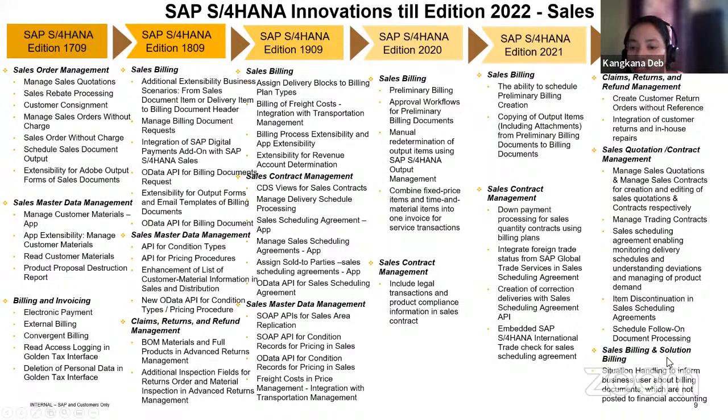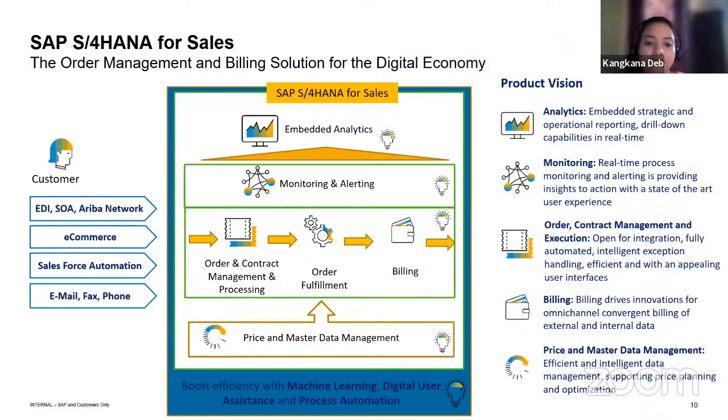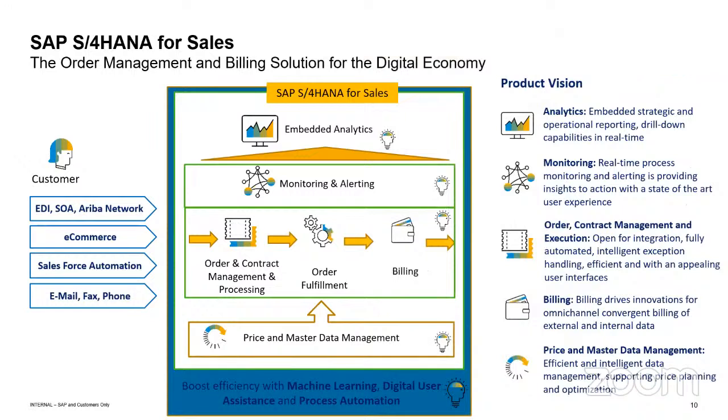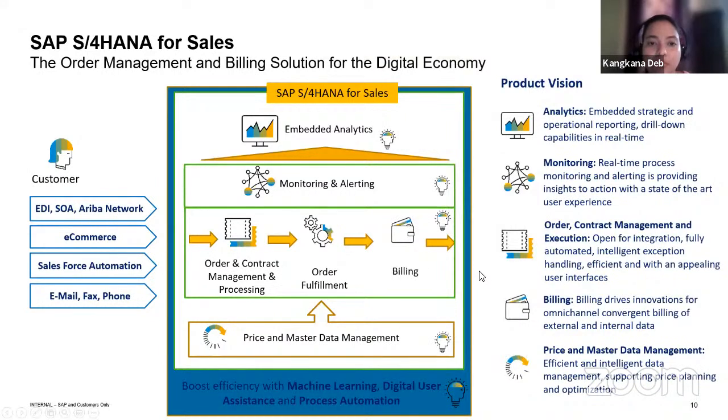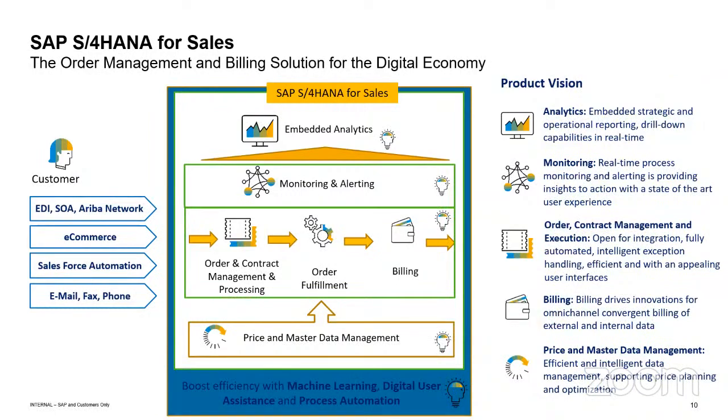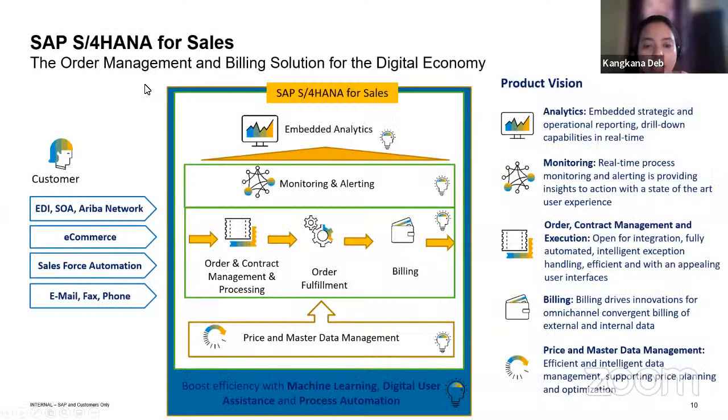In the area of sales and billing solution, we have situation handling to inform the business users about the billing documents which are not posted to financial accounting. As the world is changing, the importance of mobile and latest technologies such as machine learning, RPA, and digital assistance is getting more traction now. And SAP has, as you can see, made the sales order and billing solution the front runner for the new digital economy.